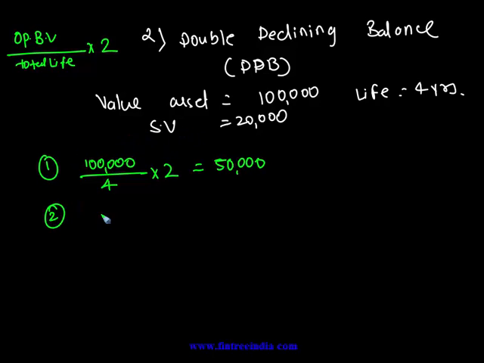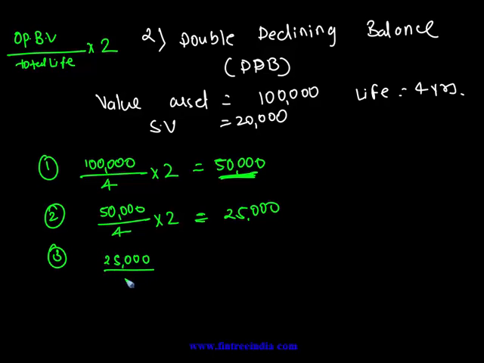Then second year, because you have charged depreciation of 50,000 in the first year, your book value is 50,000. So 50,000 divided by 4 into 2, which would be 25,000. Third year, the formula tells us that we should be charging 25,000 divided by 4 into 2, 12,500. However, if we charge 12,500, then the value of the asset will go below the salvage value. So how much is the amount remaining?